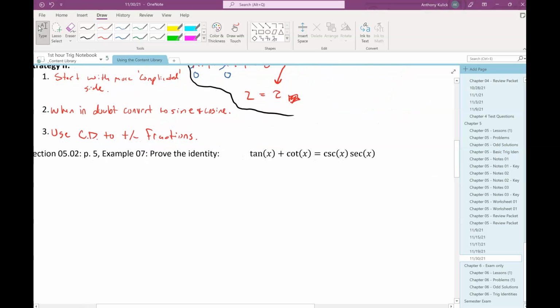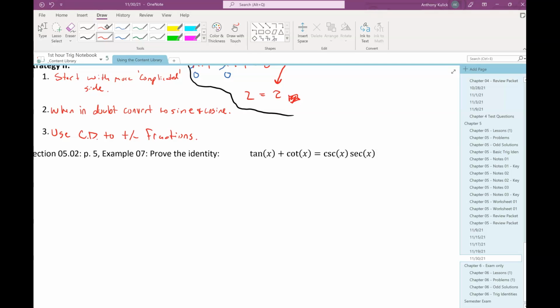So let's take a look at our next example. Here we have tangent of x plus cotangent of x equals cosecant of x times secant of x. Which side is the more complicated side here? The left or the right? The left, because you have two things being added together, as opposed to the right-hand side where you have one thing, because there's no addition or subtraction going on at all. So let's start on the left-hand side.